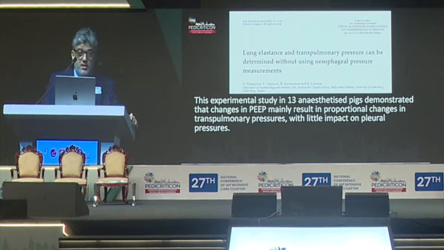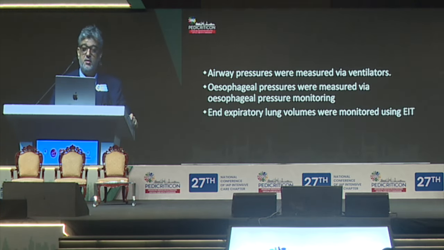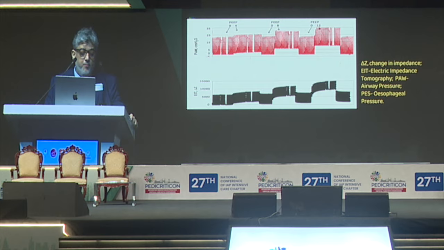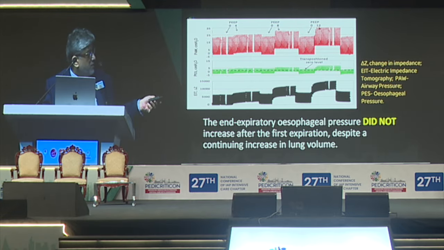This was a landmark study published in 2012 on 13 pigs, and they demonstrated that when the PEEP changes, the proportion of change in PEEP is equal to the proportion of change in the transpulmonary pressure. A very important study. They measured the airway pressure via the pressures displayed on the ventilator screen. Pleural pressures were measured by esophageal pressure monitoring, and end expiratory lung volumes were measured through electrical impedance tomography. A very important thing they noticed was that when the airway pressure and the PEEP were increasing, the end expiratory lung volume was also increasing on electrical impedance tomography, but there was hardly any change in the pleural pressure. This was a very important finding.